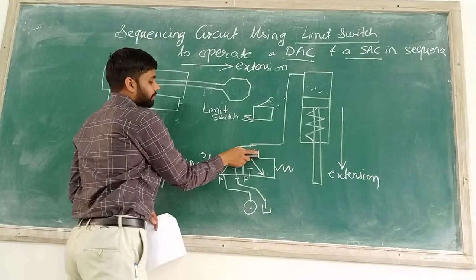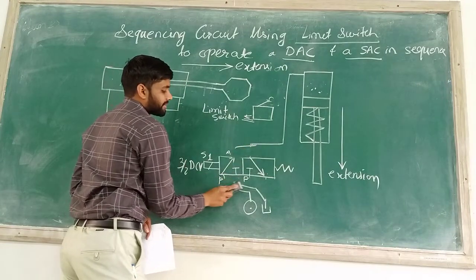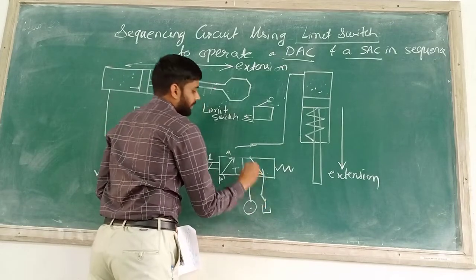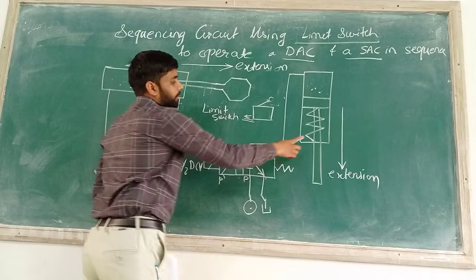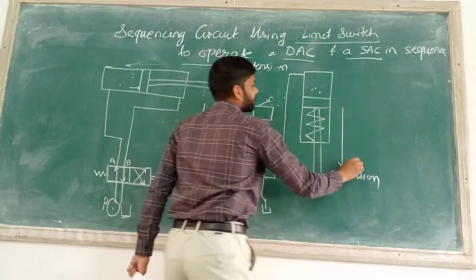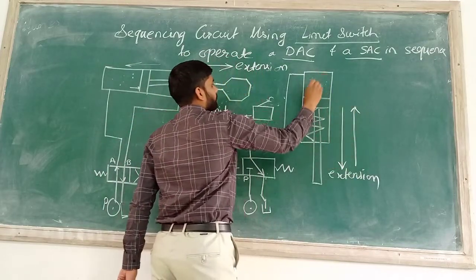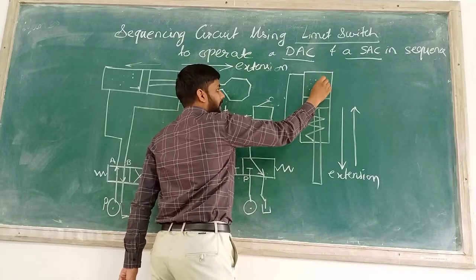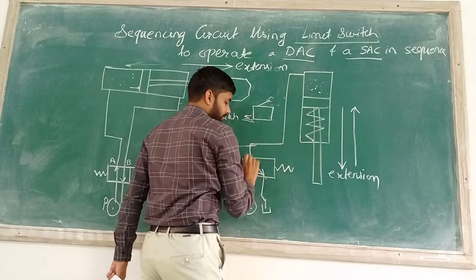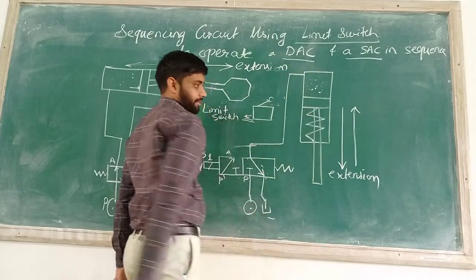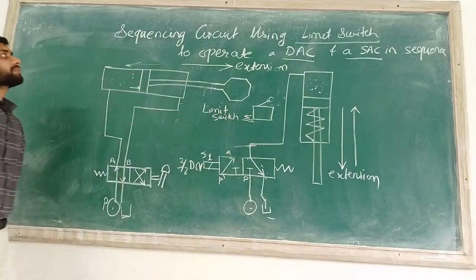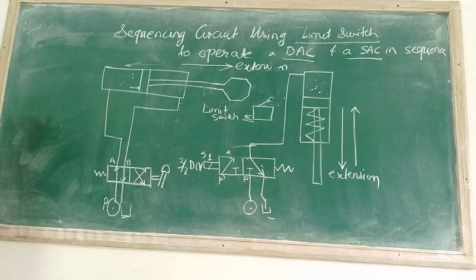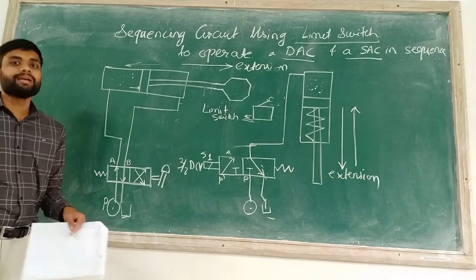This 4/2 direction control valve again changes its position. It comes to position number 2, and when it comes to position number 2, because of the action of the spring, we get the retraction here, and the oil from this part of the cylinder moves back to the reservoir. Okay, so here we completed the construction and understanding of the working of this sequencing control valve using the limit switch.